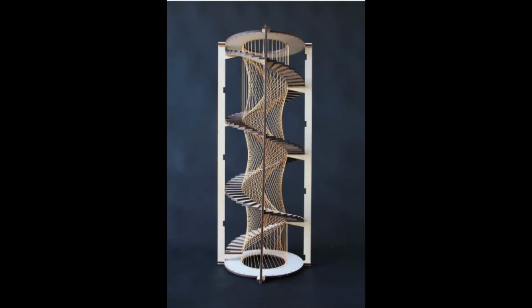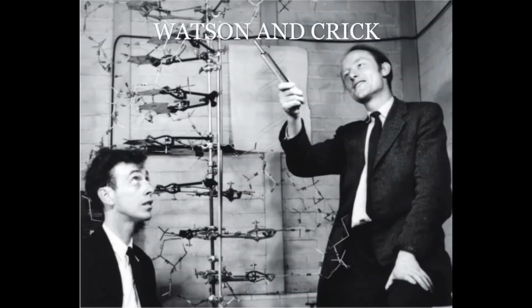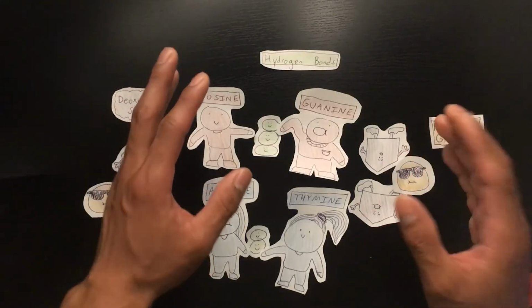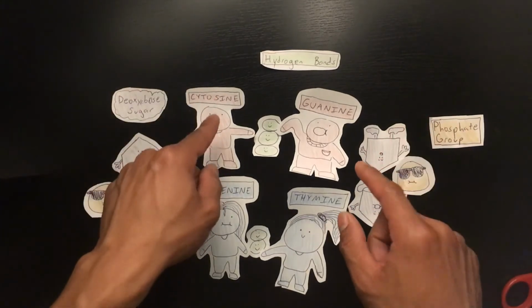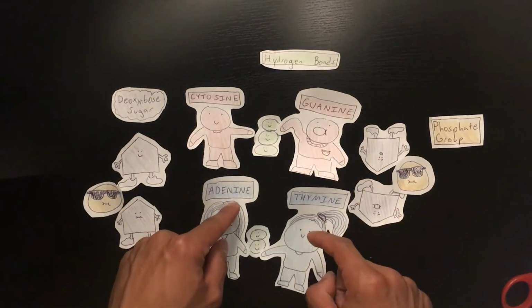Now that we know what the overall DNA structure looks like, according to researchers Watson and Crick, I'm going to break down that structure to its basic components of nucleotides and bonds. One of the most basic components of DNA are the nitrogenous bases. There's cytosine, guanine, adenine, and thymine.